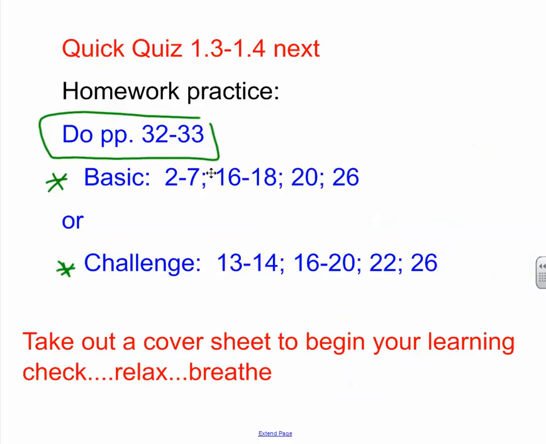And here's your homework to practice. You had a short 5-minute quiz today, and I'll give those back to you next class. Make sure you get your homework done. Your choice, basic or challenge.